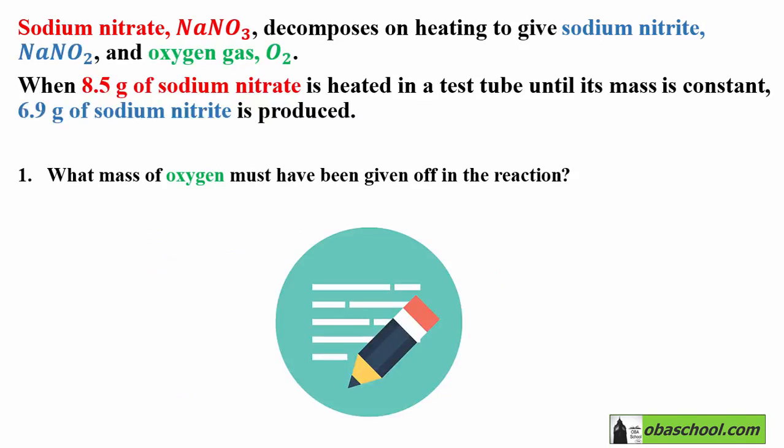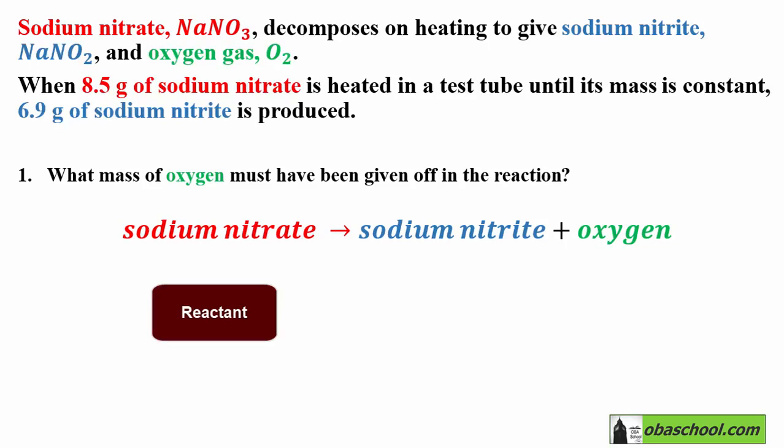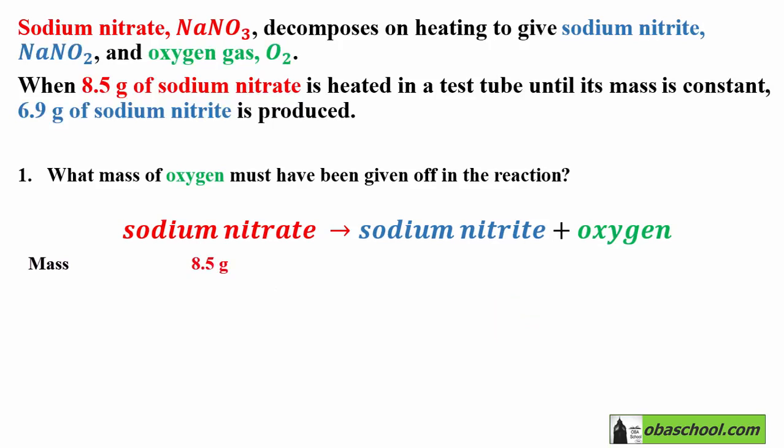First of all, let's start with writing the word equation for this reaction. So sodium nitrate will decompose to produce, so the reactant is sodium nitrate, and the products will be sodium nitrite and oxygen. We are given the mass of sodium nitrate, which is 8.5 grams. And the mass of sodium nitrite is 6.9 grams.